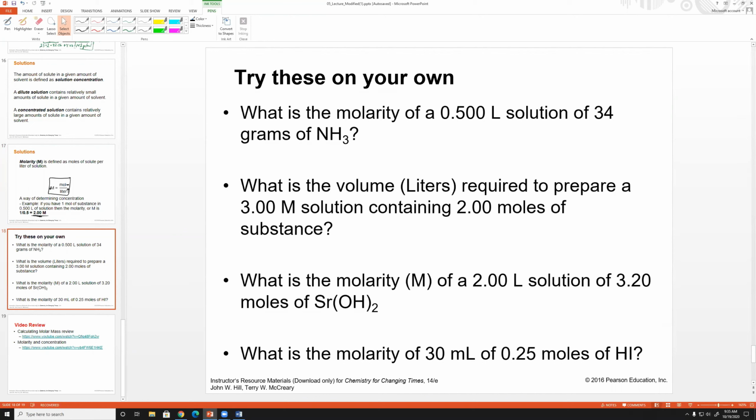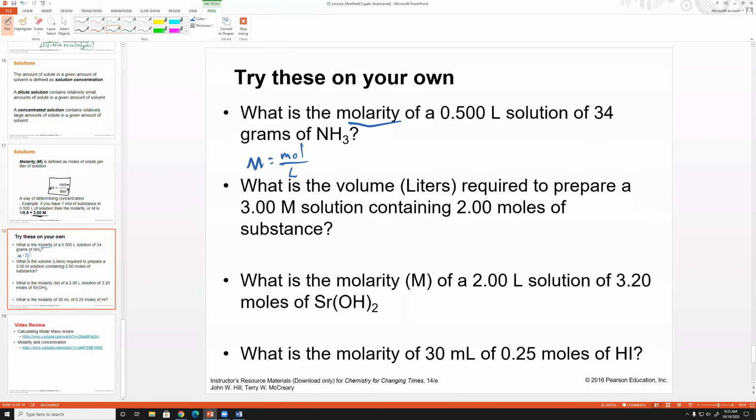All right. So the first one. What is the molarity of 0.5 liters of solution, or 0.5 liter solution, of 34 grams of NH3? All right, so it's asking for molarity. So we're looking for the molarity formula. M equals the moles over the liters.